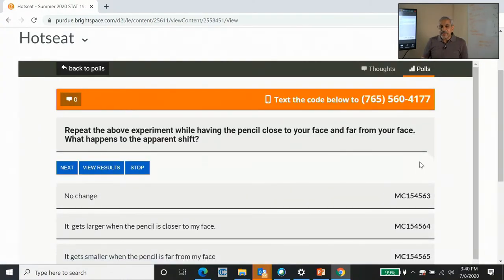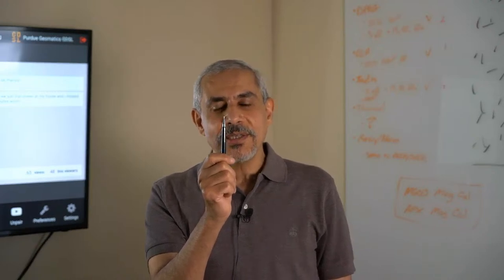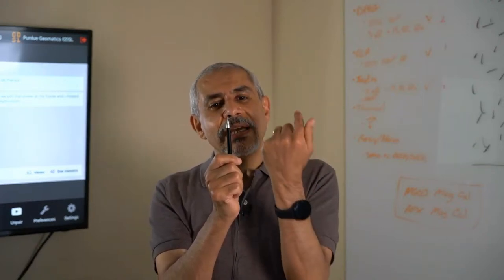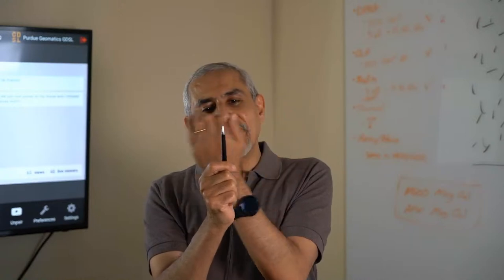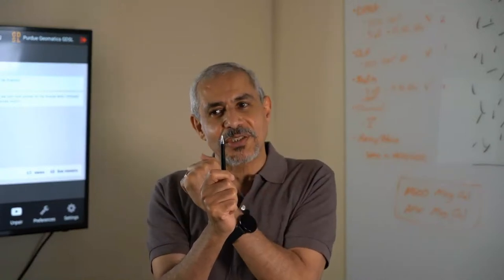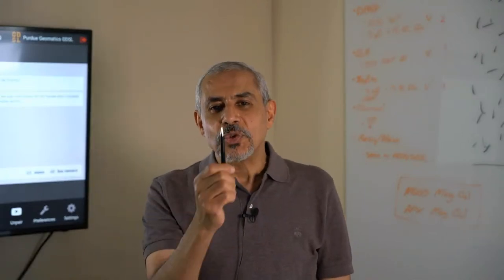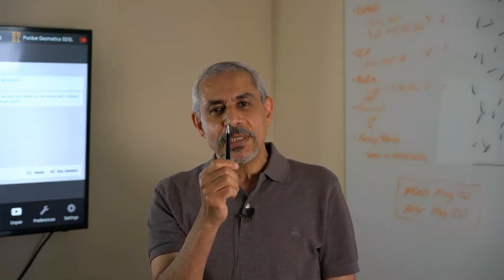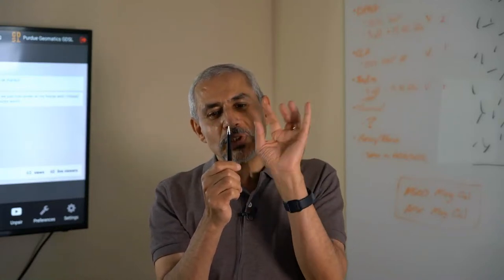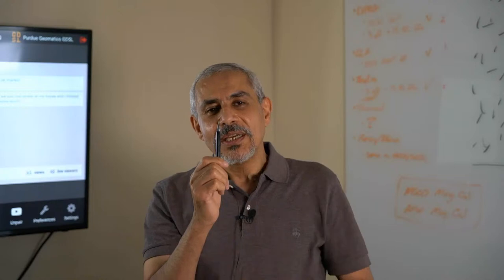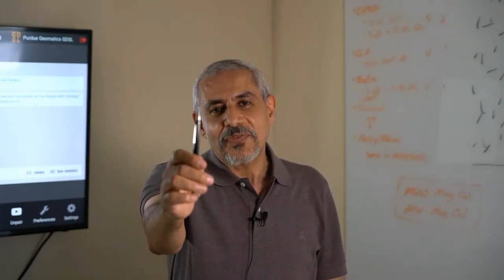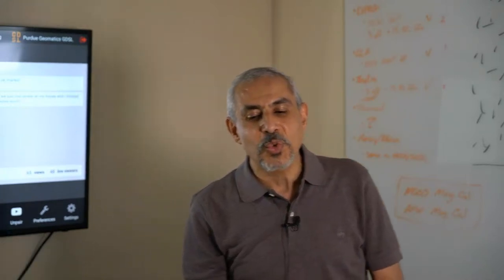So you repeat this process while doing the following. Hold the pencil very close to your eyes and do this switching, and then more or less evaluate this shift here in this direction. And then move the pencil much further and then do the test again. So I'm asking you to have the pencil very close and just describe the amount of shift relative to the shift when the pencil is far from you.